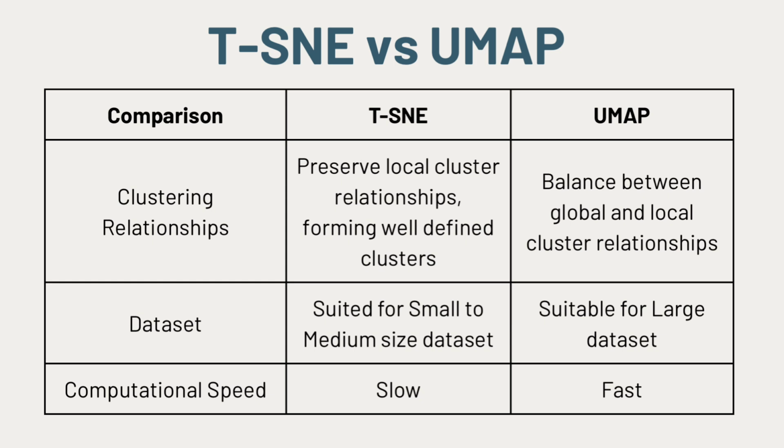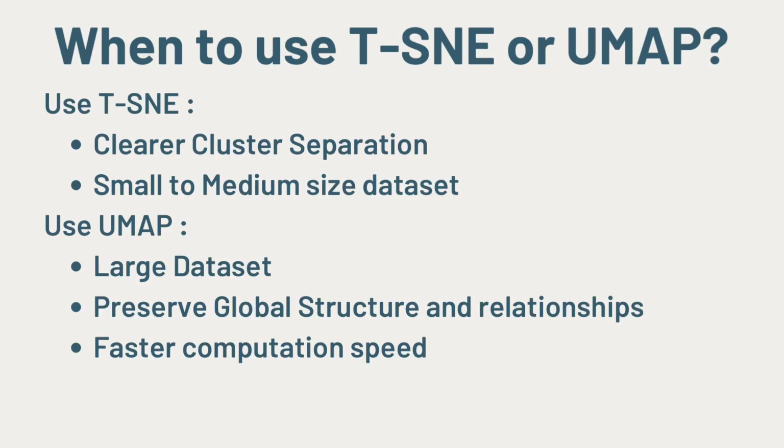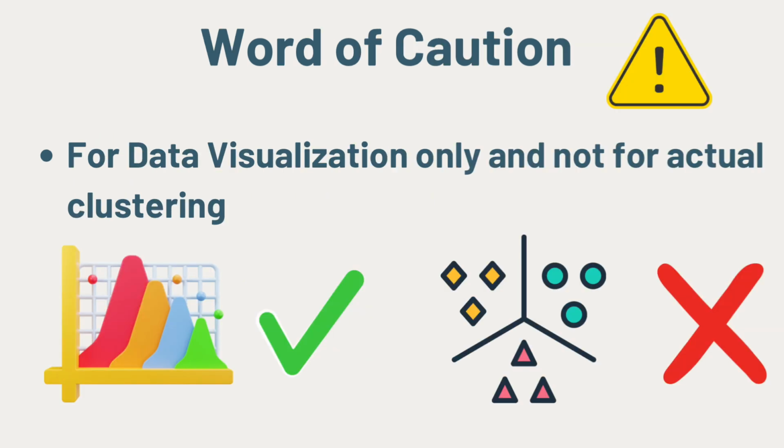So what situations do we use them in? Use t-SNE if you are focusing solely on cluster separation and the dataset is relatively small or medium size. Use UMAP if you have a large dataset, need to preserve global structure, or need faster computation speed. A note of caution here: regardless of t-SNE or UMAP being used, they are only useful for data visualization purposes to see clusters, and should not be used for actual clustering. Clustering should still be done using machine learning clustering or segmentation techniques.